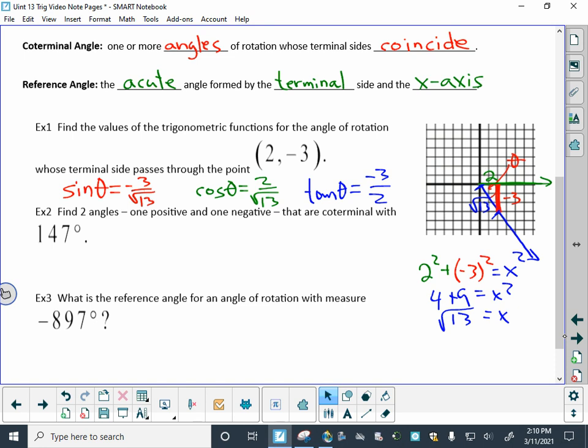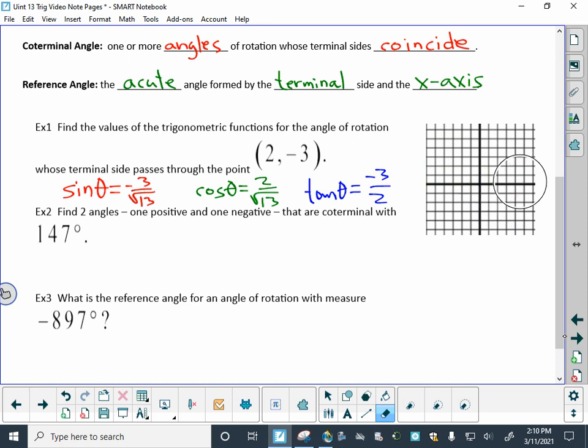All right, example 2, find two angles, one positive and one negative, that are coterminal with 147 degrees. Well, if I try to look at something that was 147 degrees, I'm going to approximate that in here on the picture. So I've got my initial side, my terminal side. I know this is 90, this would be 90 plus another 57 degrees is maybe off in this direction somewhere. I'll say that's my angle of rotation of positive 147 degrees.